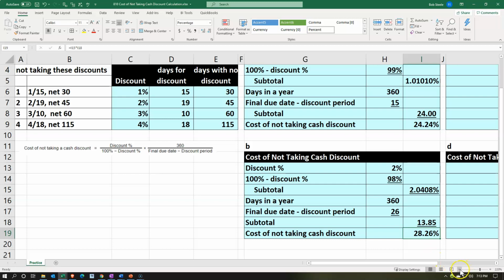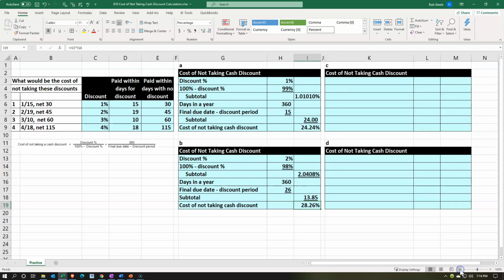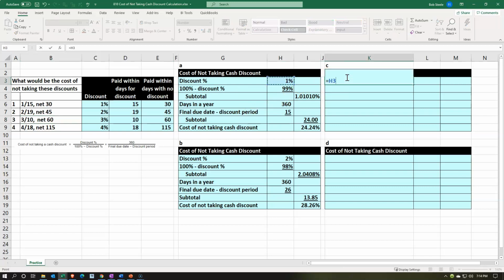So let's do it again. I'm going to make this a little bit smaller, and so we can see these items. So now I'm going to move to this one. Same kind of process. So I'm just going to do the same calculation 2 more times. It's going to be equal to the discount. And then I'm going to say tab.